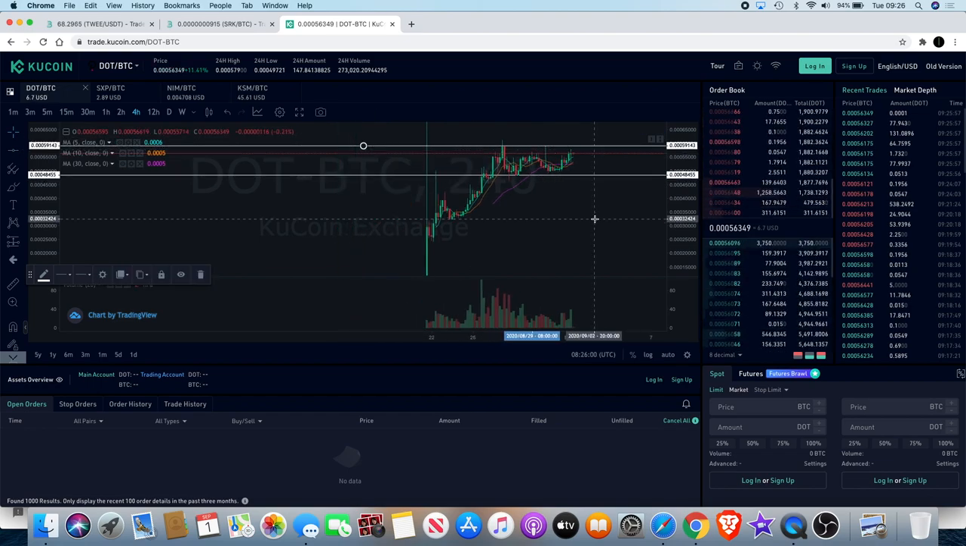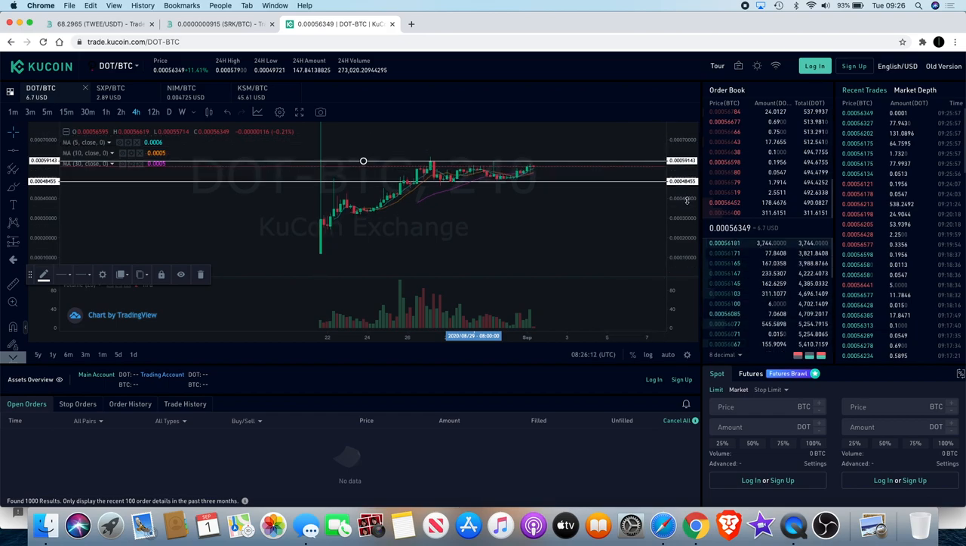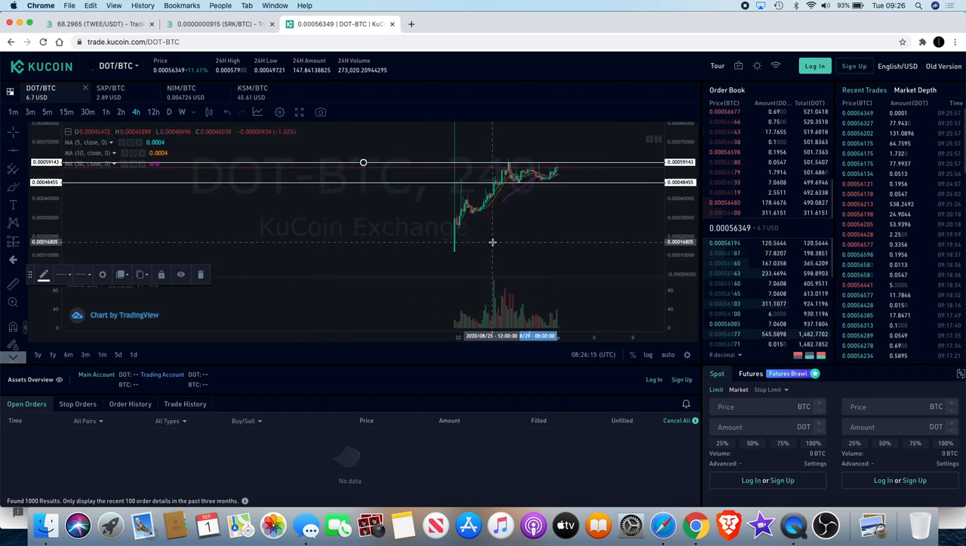Just do that like that, okay? So it's trading within this range at the moment. If it breaks above this range, if we discount that wick there, I think it's gonna go a lot more to the upside.